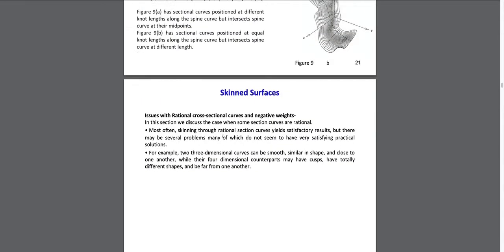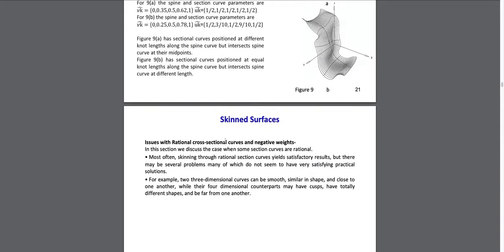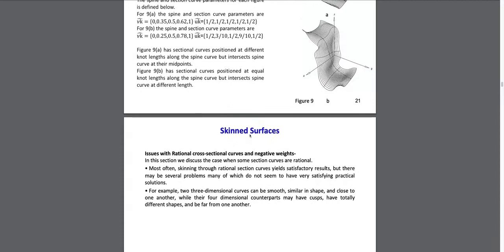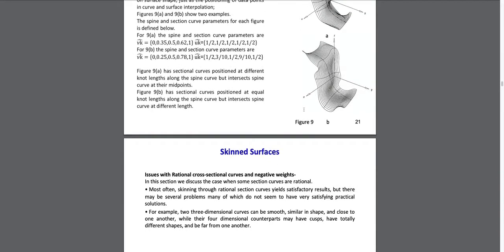Now let us see some issues if we choose the section curves to be rational. Rational curves, though they yield good results, may have several problems. For example, three-dimensional curves may be smooth and similar in shape, but their fourth-dimension counterparts may have cusps and totally different shapes. So if you have a rational curve, the curve individually can be very smooth, but if you have to interpolate two rational curves, that can lead to some unwanted cusps along the interpolation. It leads to some unwanted geometry during the interpolation.